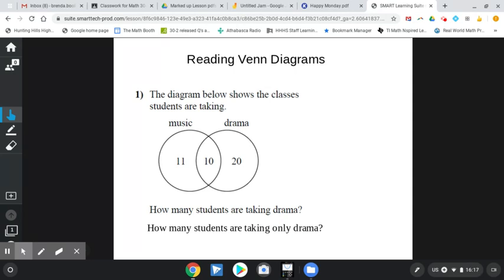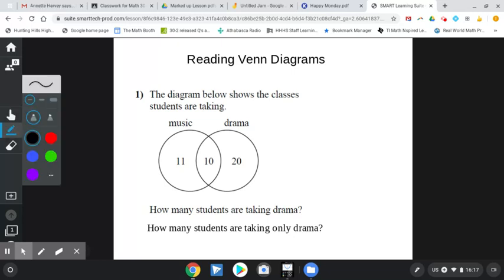Today, our main focus, or our new concept, will be about reading Venn diagrams. This is probably even more important than making a Venn diagram, being able to interpret the Venn diagram and what the different sections represent. So we'll start off with some that are a little bit on the easier side and make our way to the ones that are a little trickier.